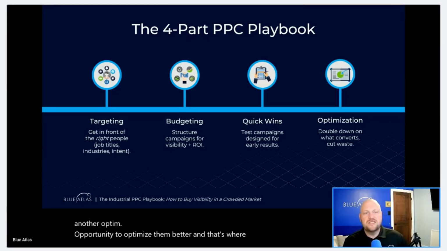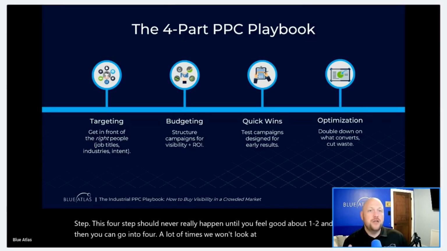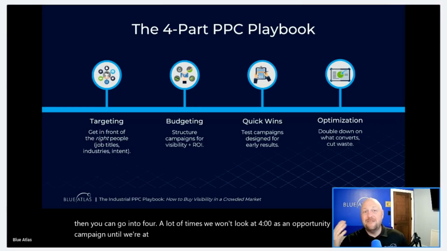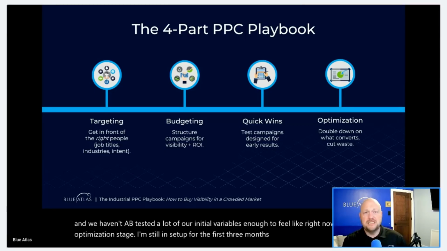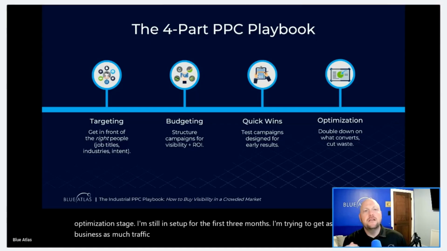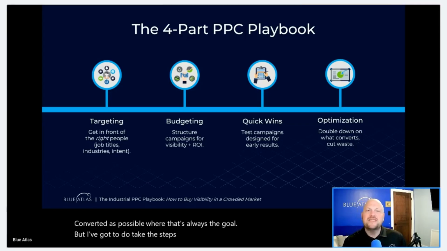And that's where really this fourth step should never really happen until you feel good about 1, 2, and 3. And then you can go into 4. A lot of times we won't look at 4 as an opportunity in a campaign until we're at least 60 to maybe 90 days in. We haven't gotten quite enough data and we haven't A/B tested a lot of our initial variables enough to feel like, all right, now I'm in the optimization stage. I'm still in setup for the first 3 months. I'm trying to get as much traffic first, as many leads converted as possible, where that's always the goal. But I've got to take those steps to get there before that's effective.